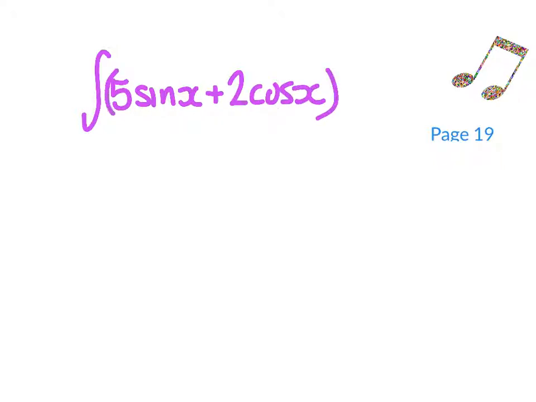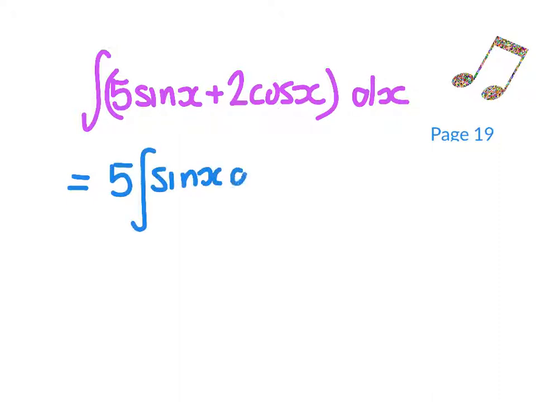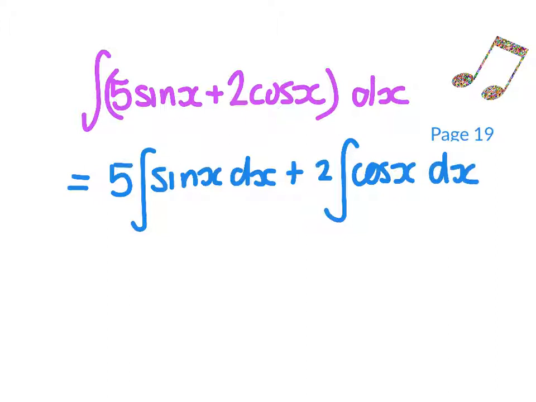Our first example on page 19 asks us to integrate 5 sin x plus 2 cos x. Now, there are no limits given, so it's an indefinite integral, which means I'm going to need to remember my plus c. And when I'm integrating, I can integrate each thing individually. So this is the same as 5 times the integral of sin x plus 2 times the integral of cos x. Now you don't need to write this line. I'm just writing it so that you understand how we're breaking it up.